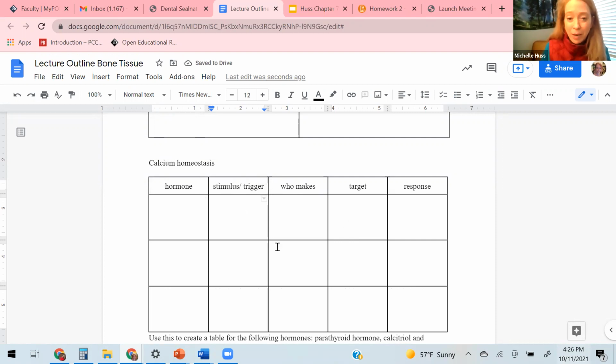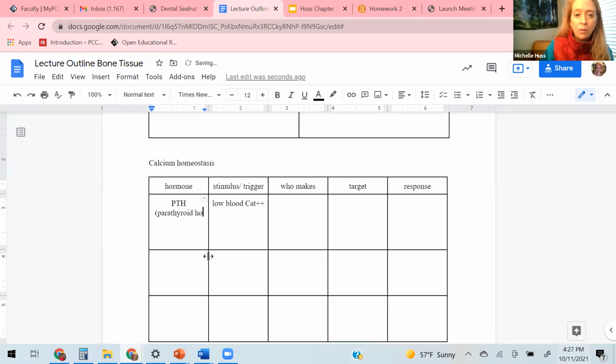We're going to be doing a feedback loop. So the stimulus is low blood calcium. Now, this is not bone calcium, this is blood calcium. Just remember that, because your body doesn't care if there's calcium in your bones or not. We care about your blood calcium, and we're going to keep it in a very tight homeostasis. So low blood calcium is your trigger, not bone calcium, blood calcium. And the hormone that you will release is PTH, and you're welcome to use that abbreviation, or parathyroid hormone.